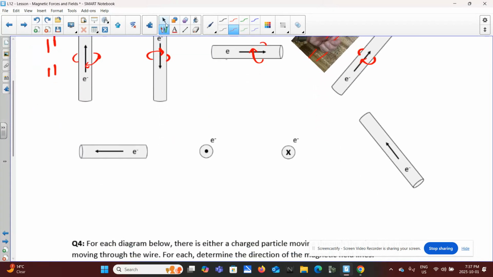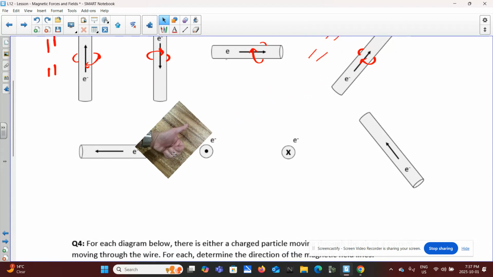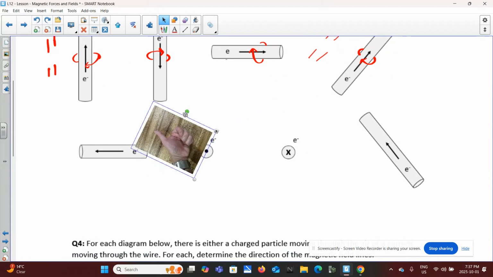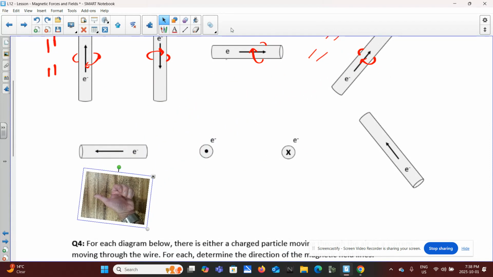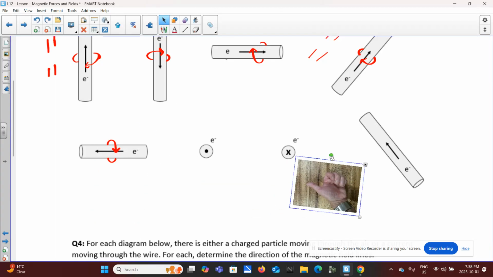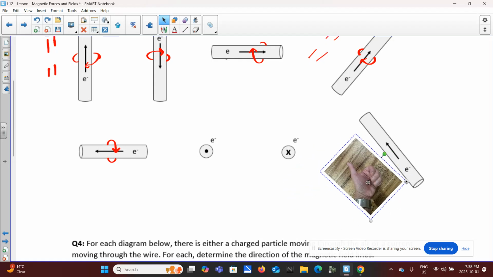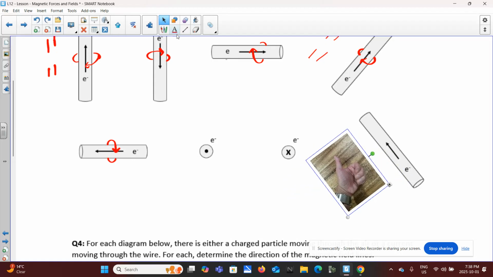Okay, next one's kind of become weird. Take my hand. I can see that my fingers are coming down across the front. So therefore, my magnetic field is going to loop around in a circle. I'm going to do the other one way over here. Thumb is going in that direction. My fingers are coming down across the front like that. So therefore, my magnetic field is going to loop around like that.